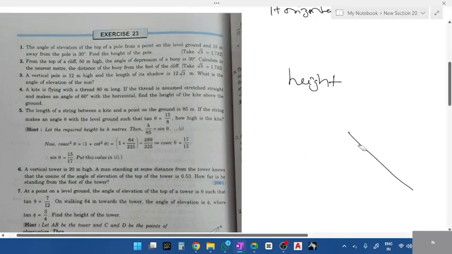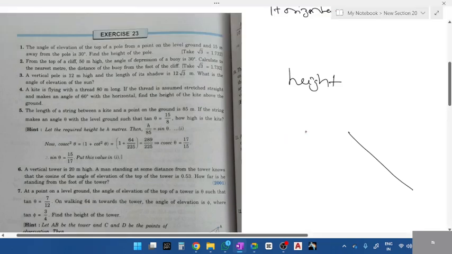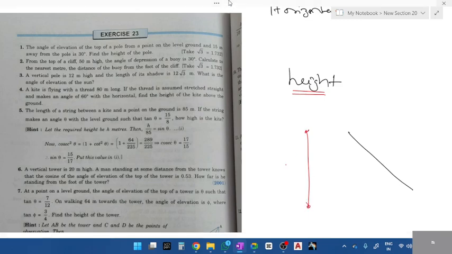Okay, how will you find height? If it is straight or slanting, how will you measure your height? So whenever they ask us to find height, remember this: it is straight, students. A line which has to be straight, or we also call it vertical height.